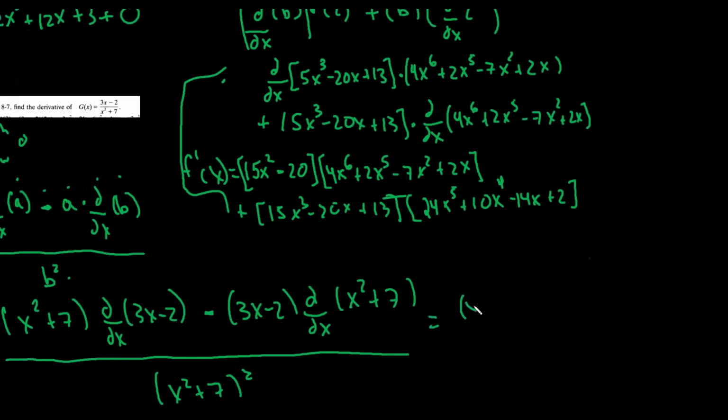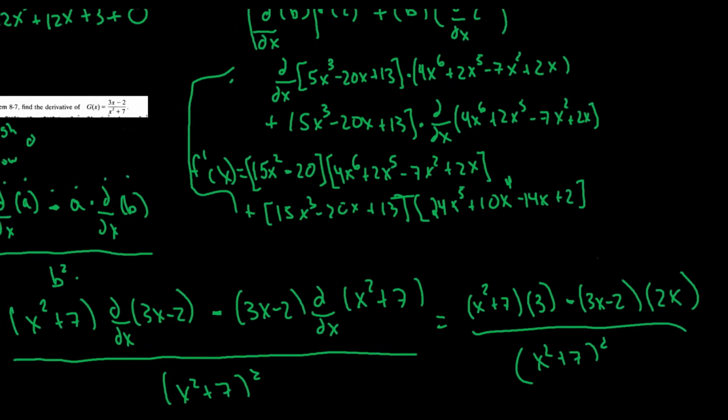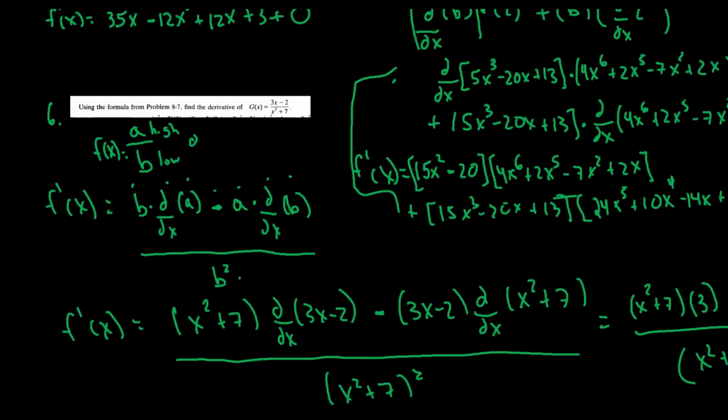so x^2 plus 7, and the derivative of 3x minus 2 with respect to x will be just 3, correct? Minus (3x minus 2), the derivative of this will be just 2x, the constant goes to 0, all over (x^2 plus 7) squared. I'm sure you can simplify this somehow, but for now we'll just leave it like this because we got the point about derivatives. So let's go on to question 7.